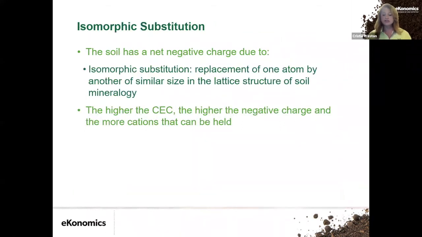All right, soils carry a net negative charge. And why is that? Well, it's because of isomorphic substitution. Big word, just meaning that there's a replacement of one atom with another atom, that they're both the same size, in the lattice structure of the soil mineralogy. I never took soil mineralogy, and I'm kind of glad I didn't, because you get deep down in the details. But in general, the higher the CEC, the higher the net negative charge, the more cations that can be held by the soil.